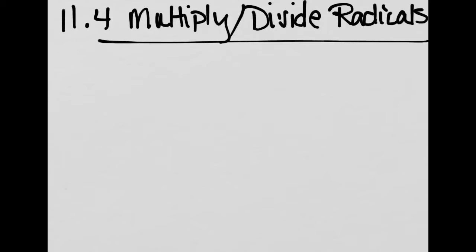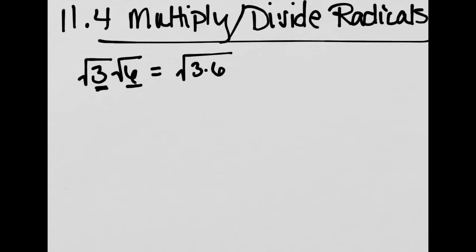All right, we are going to begin 11.4, which is multiplying and dividing radical expressions. So I'm going to take a couple of the examples from your book first. Let's say we have the square root of 3 times the square root of 6. We're just treating this like that product property. So we're actually saying the square root of 3 times 6. We want to multiply the 3 and the 6, which would give us the square root of 18.